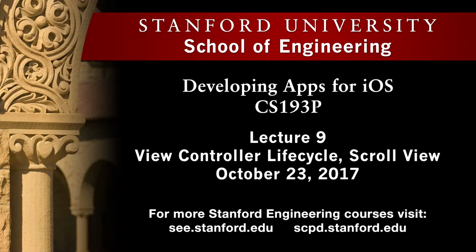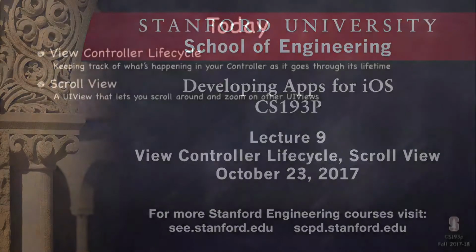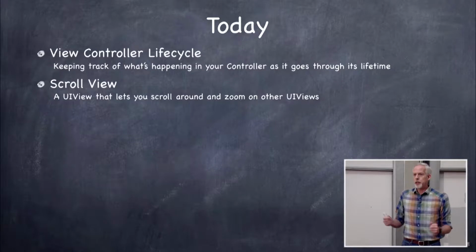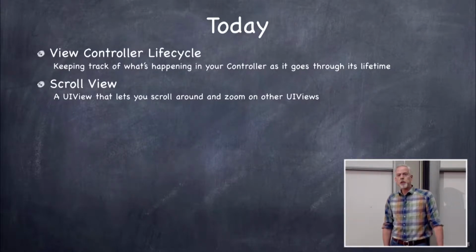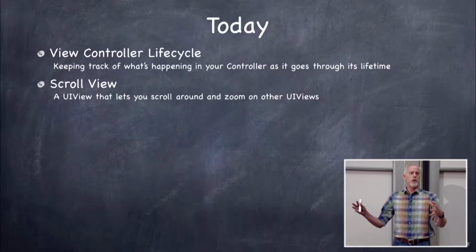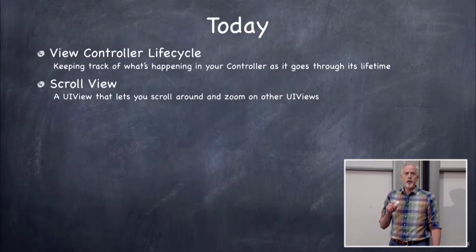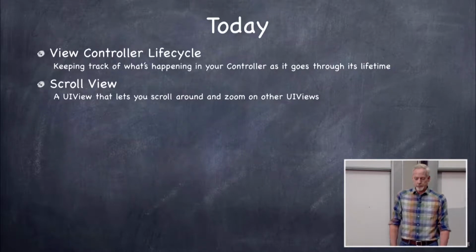Okay, well, welcome to Lecture 9 of Stanford CS 193P, fall of 2017. So we have two major topics today. We're going to talk about the ViewController lifecycle, which is when your MVC comes alive and does all the things it's going to do, and then dies eventually. And then we're also going to talk about a UI view called ScrollView, which allows you to look at large UI views by panning around on them, zooming in on them, etc.